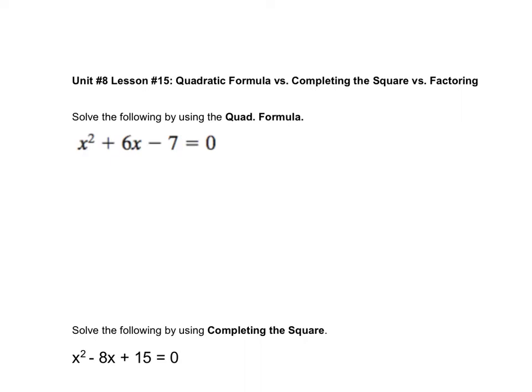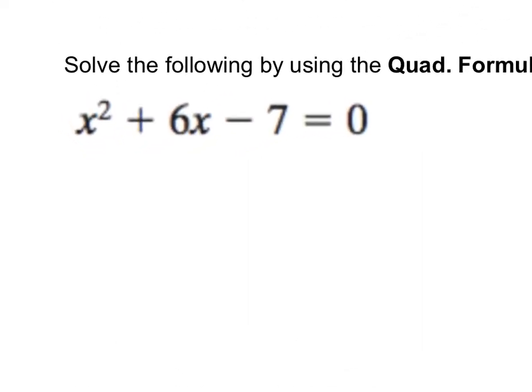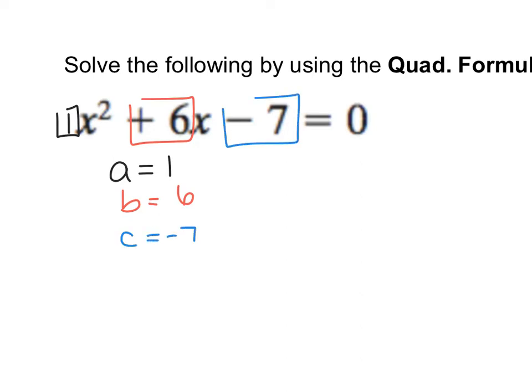So let's do our first example where we want to use the quadratic formula. The first thing we do is identify our a value, b value, and c value. In this example, a is attached to my x squared, which is a 1. b is attached to my x, which is a positive 6. And c is hanging out by itself, and it is a negative 7. We now go to the side and find our negative b, our b squared minus 4ac, and our 2a. The first thing I'm going to do is find my negative b, which is just the negative of 6, which is negative 6.